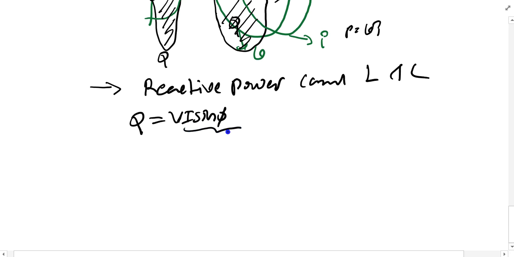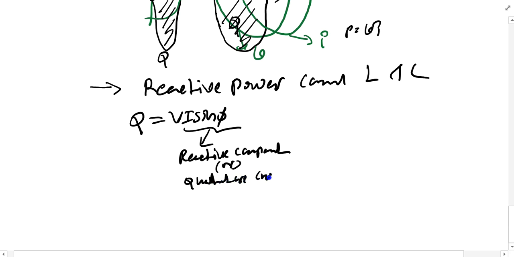So the reactive component, or you can say quadrature component, quadrature current component. If you write VI sin phi, then this is nothing but volt amp reactive. This is the unit for your reactive power, and this reactive power is a wattless power. These are the different terminologies you need to understand.